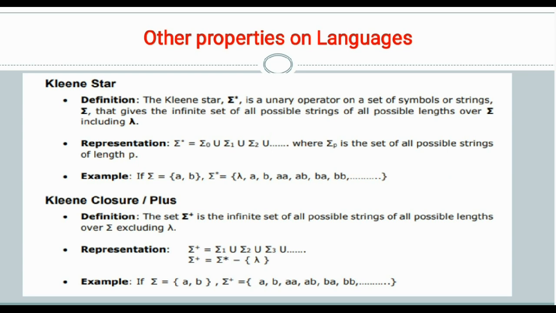It is another way to represent a language. Coming to the other properties, whatever properties we discussed in the last class, there are some additional properties. You see the first one, Kleene star.